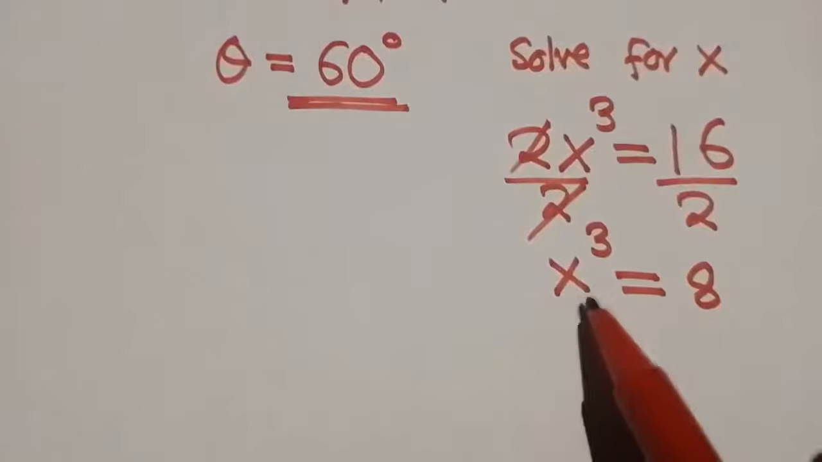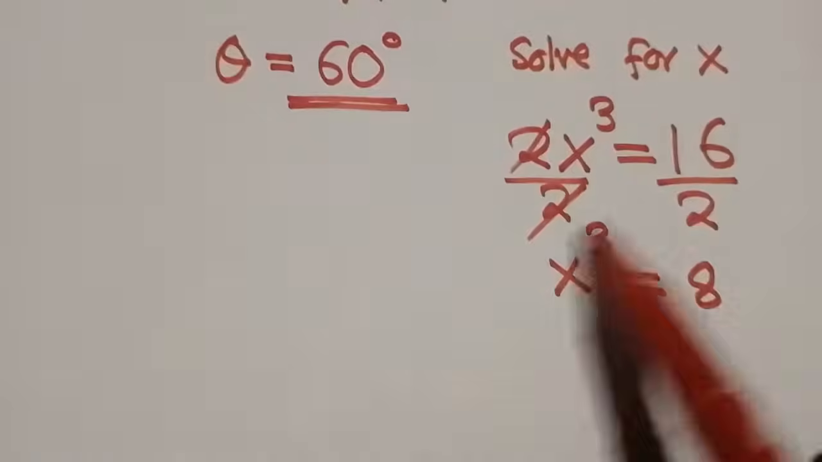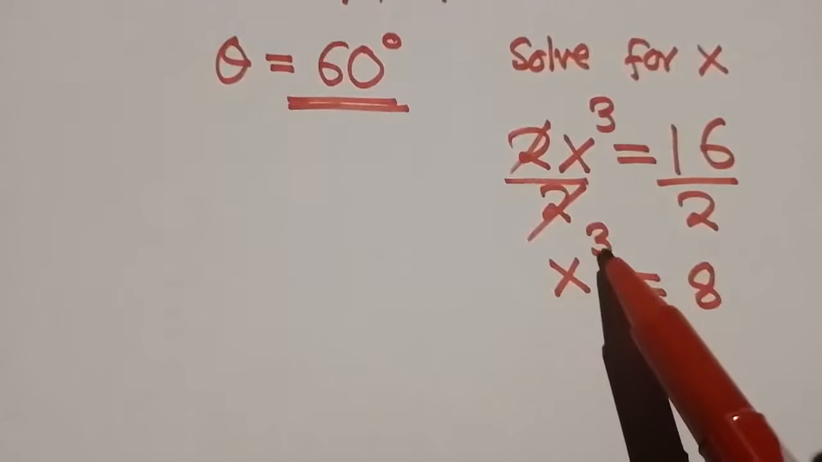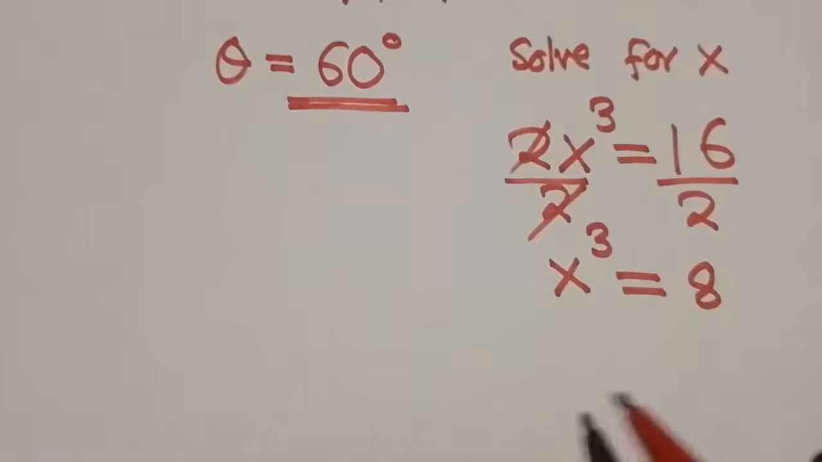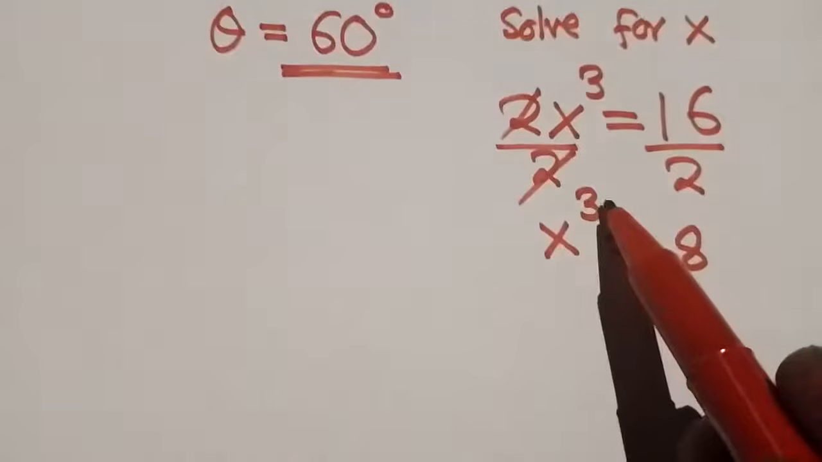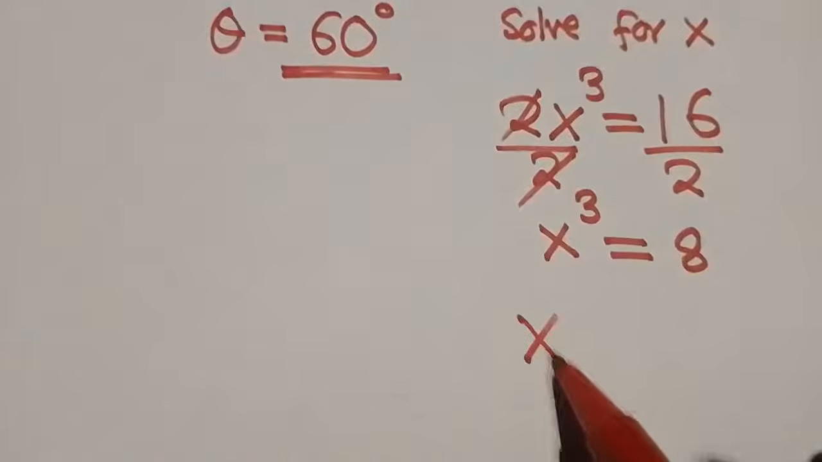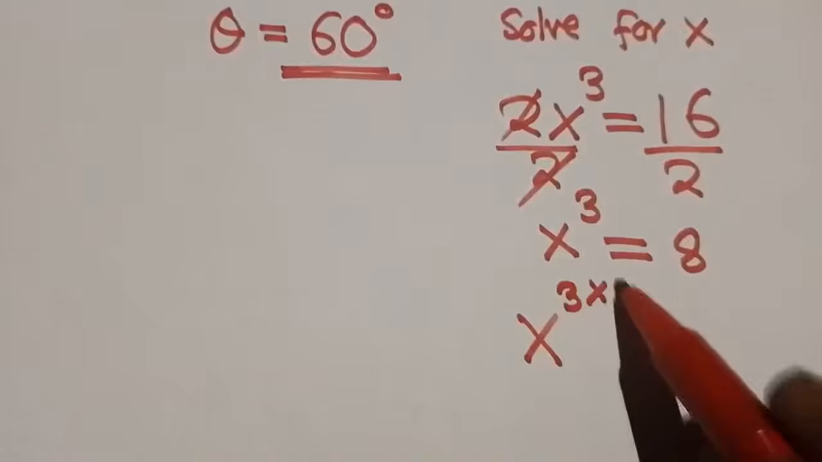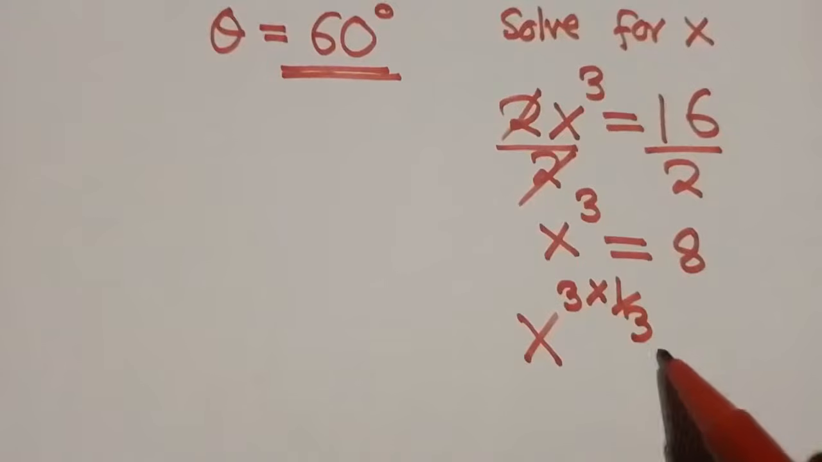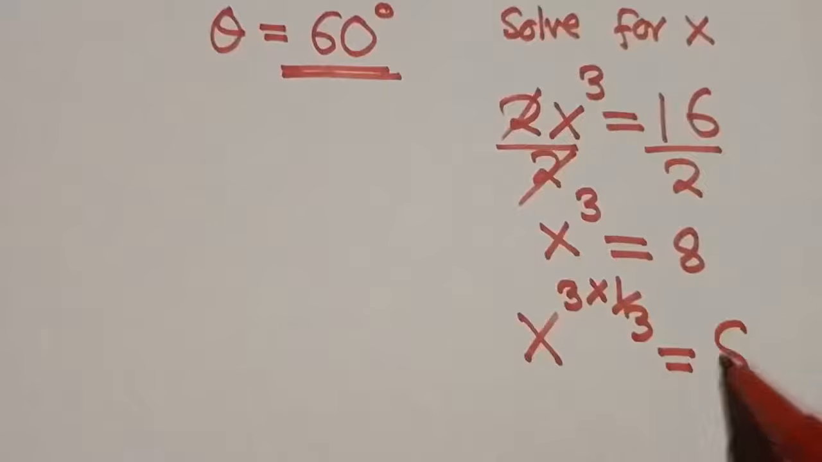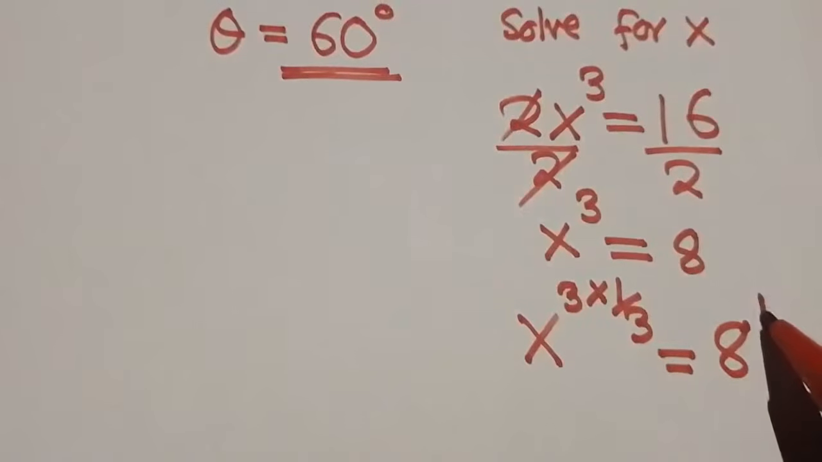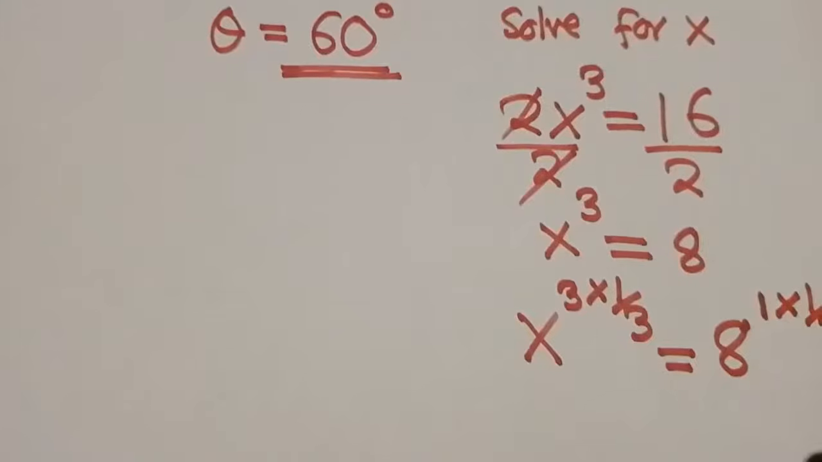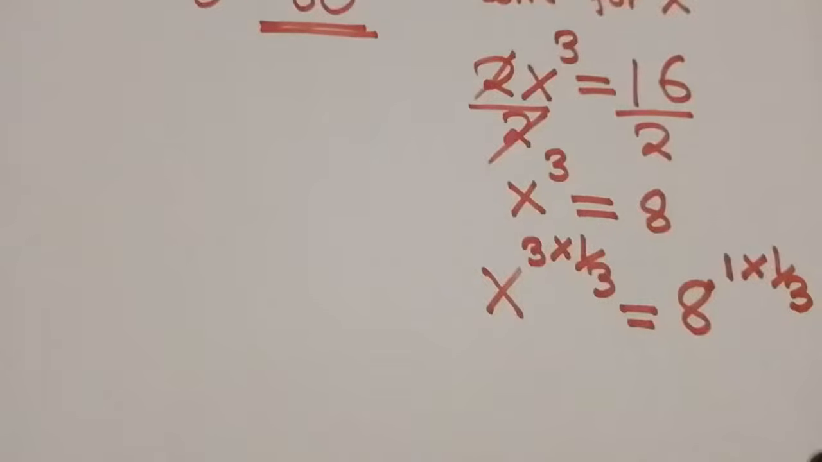So now, what are we going to do so that we come up with the value of x? Whenever you see an equation like this, just think of a reciprocal of 3, a number that you can multiply with a 3 so that you get a 1. So the reciprocal of 3 is 1 over 3. So x is raised to the power 3. You multiply by 1 over 3 this side. The same thing you do to the other side, to 8. When a number is independent, it is raised to the power 1. So you say times 1 over 3.